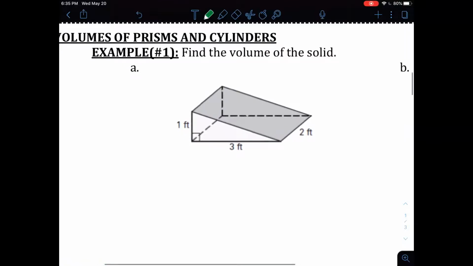Okay, so let's use a different color now. Let's use blue. So we're finding the volume of this. Is this a cylinder or is this a prism? This is a prism, so volume is going to equal the area of the base times the height. All right? Well, the area of the base, what's the base of this prism here? Is it down here? Or is it on the sides?